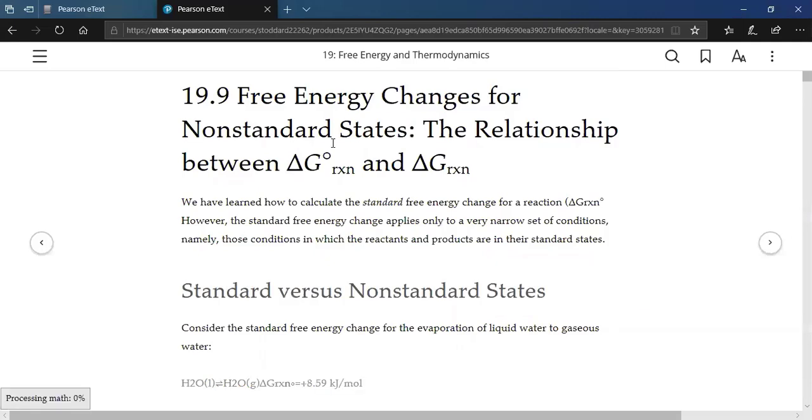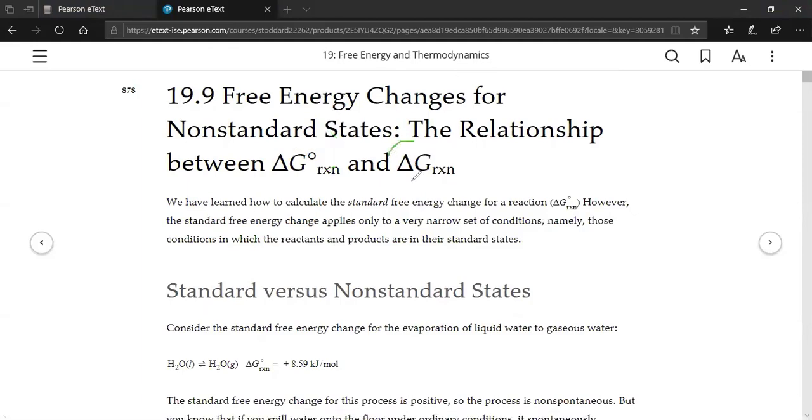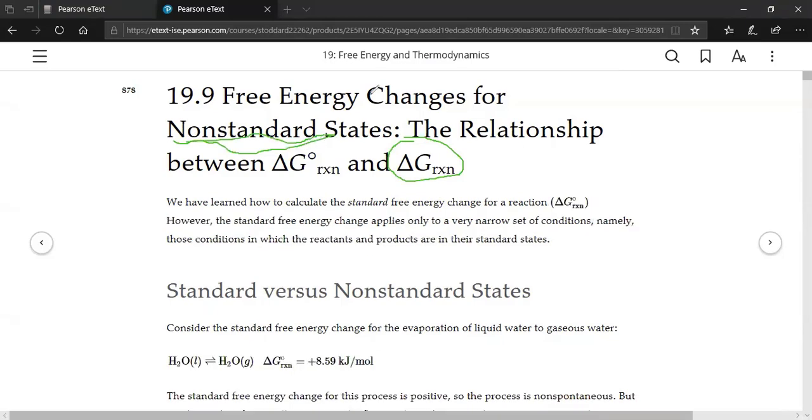Okay, so this little zero, of course, means standard states, which is 1 molar or 1 atmosphere pressure. Now, to generalize it to just delta G without the zero, which is what they mean by non-standard. Non-standard is this delta G without the zero. That's what that is, non-standard.